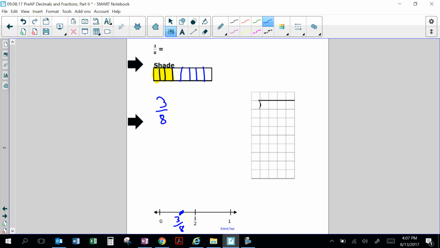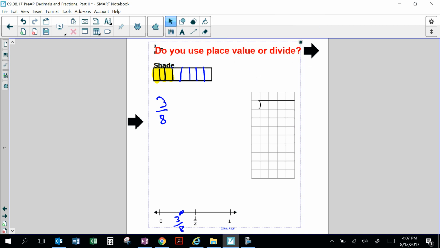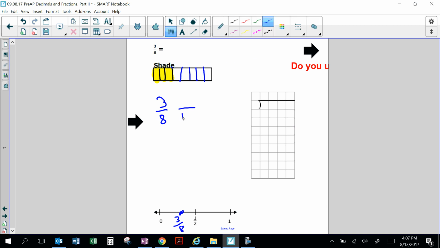3/8. Can I use place value for this? Let's think about it. I don't believe eighths can go into tenths or hundredths. So I don't think I can use place value. So I'm going to have to divide 3 into 8 parts. So 3 divided into 8 parts.